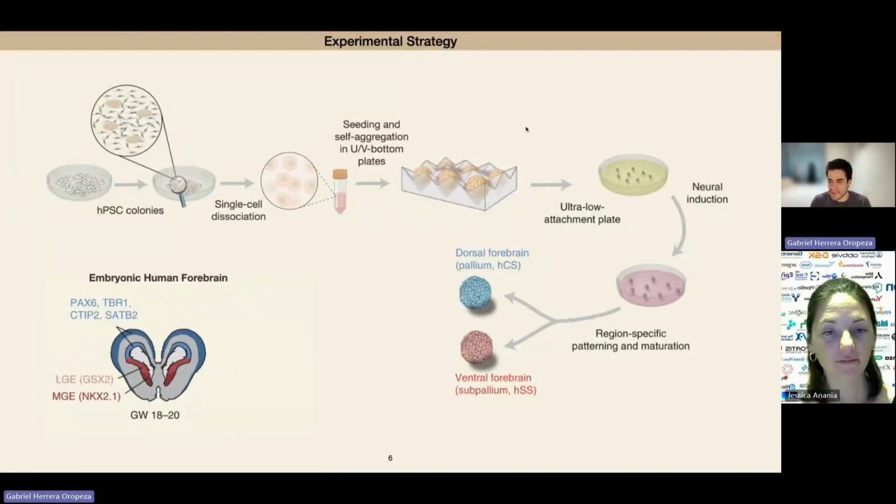So what is a brain organoid? You take pluripotent stem cells, which are cells that have the capacity to differentiate into different types of cells, and you plate them in ultra low attachment plates. What happens then is that these pluripotent stem cells tend to self-aggregate, and then they form the three layers of embryonic development: the mesoderm, the endoderm, and the ectoderm.